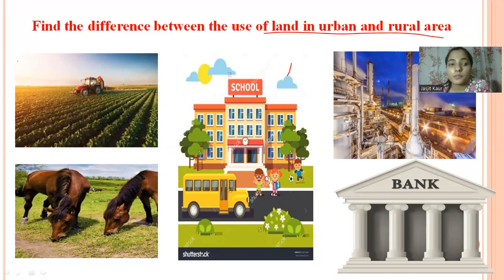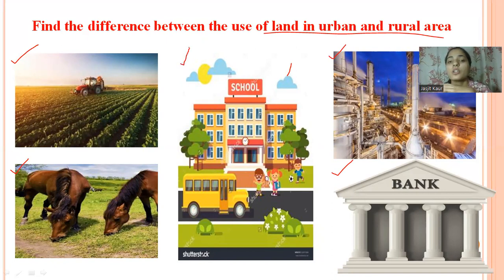So now, if we talk about the land used in rural areas, we can see that the land is mostly used for agriculture and grazing purposes. Whereas in urban areas, people mostly use their land for constructing or establishing industries, and also for different service sectors. Banks can be established in urban areas, and also some schools are being established in urban areas.